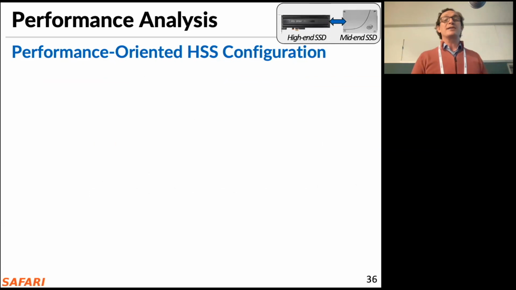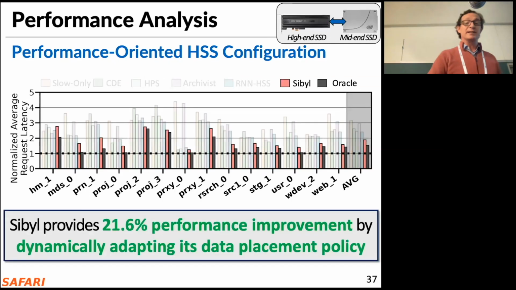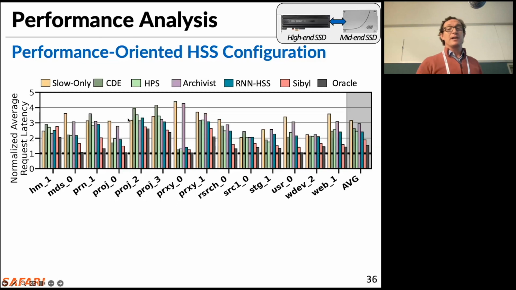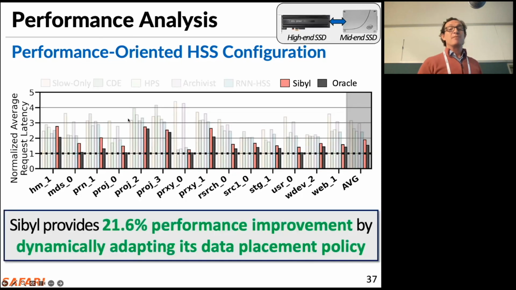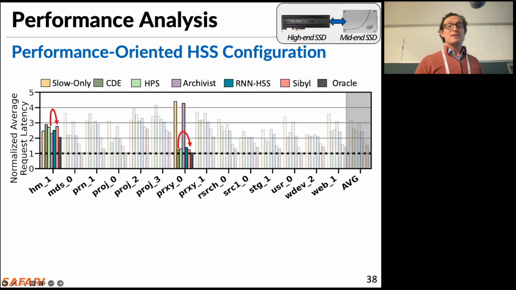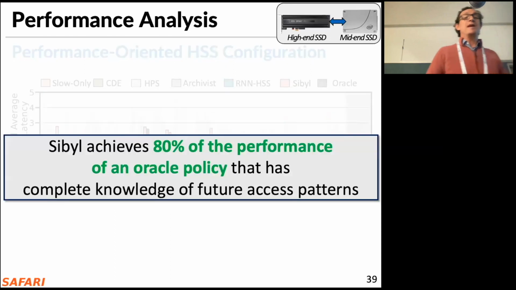Now, if you look at the performance-oriented configuration, the story is essentially similar. This is more interesting because now the goal is performance, and all of these policies are designed for performance. Again, lower is better because this is the normalized average request latency over here. And we see that Sibyl is better than the prior techniques. Compared to the best prior technique, it's about 21% better. Okay. And there are some cases where we're not better, and we discussed this in the paper.